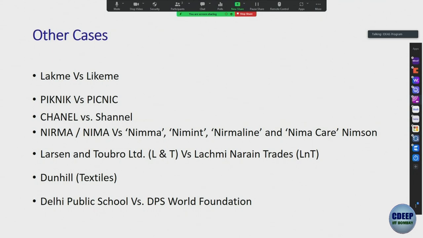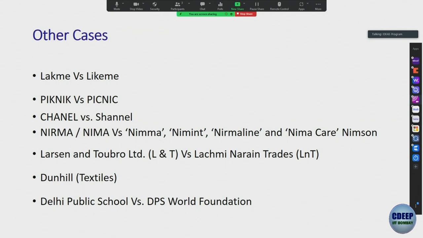L&T, Larsen & Toubro, all of us know L&T. This guy starts using L, N, with a small n instead of AND, because when you pronounce it, you still pronounce L and T. In court, he says, I am Lakshmi Narayan Trades, I am just abbreviating my name, nothing else. But when you pronounce it, you still say L and T. So he loses out there.